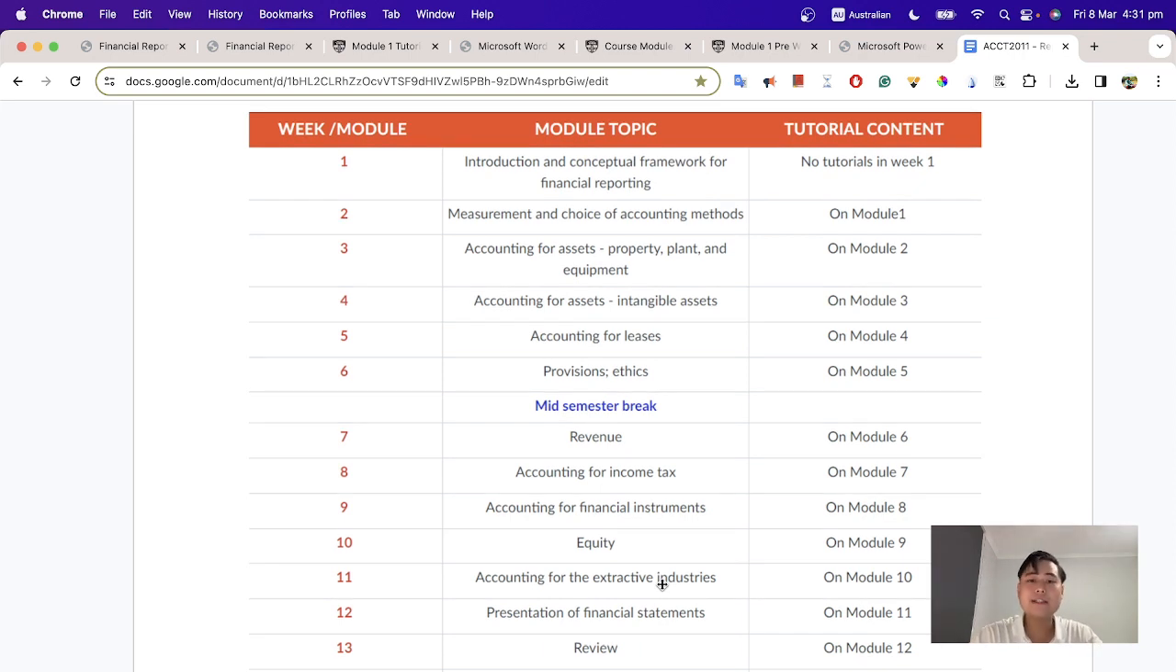Okay. Why is this important? Why is it important that we understand the AASB? Because this is the rule and the language for which these financial statements are presented.